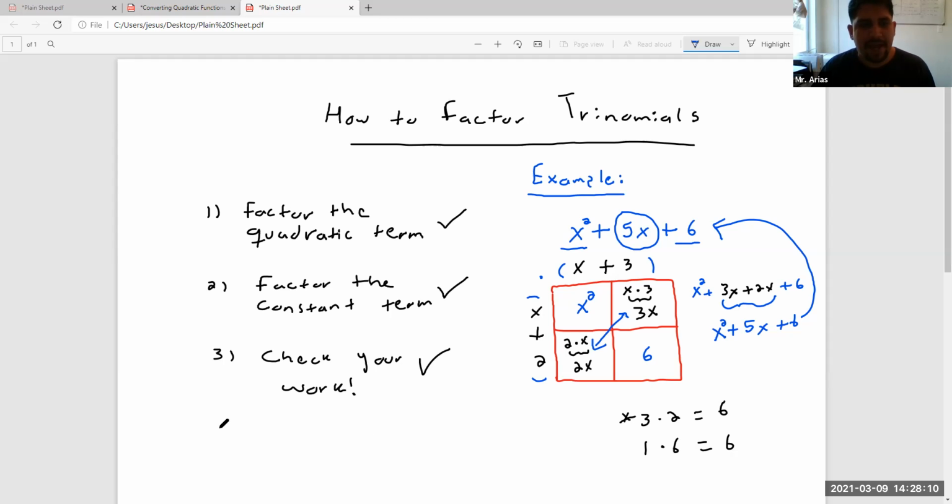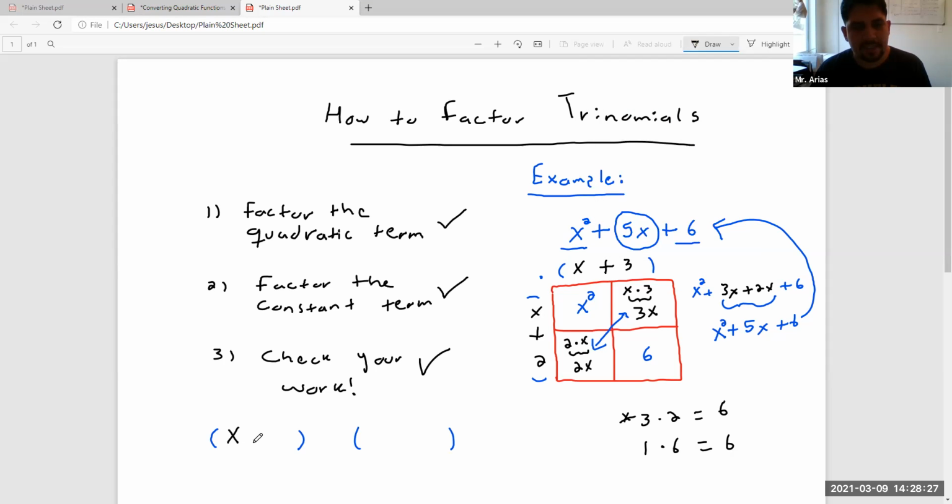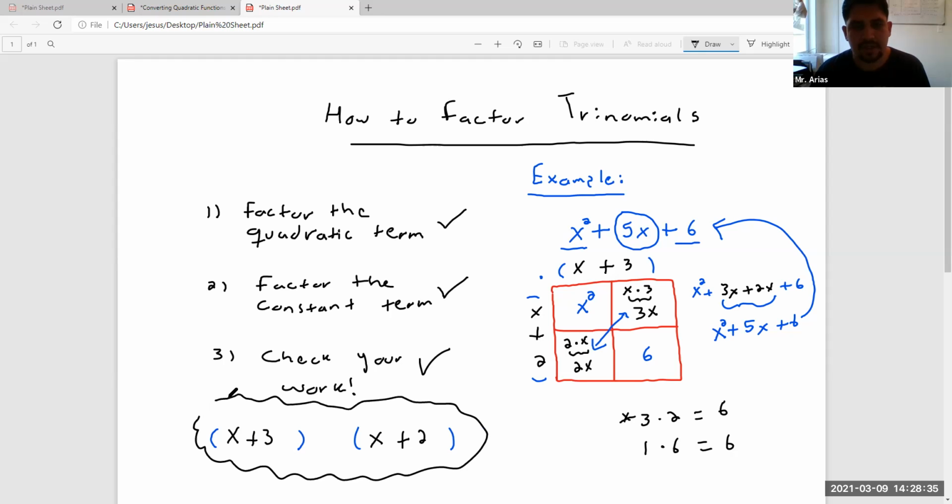Now, the final answer, we're going to put it in parentheses because the final answer is not the trinomial itself, but the factors along the base and the height that we found in these parentheses. So what this means is that my factors would be x plus 3 times x plus 2. This is the final answer in this cloud. This is the factorization for the following trinomial. x plus 3 times x plus 2.